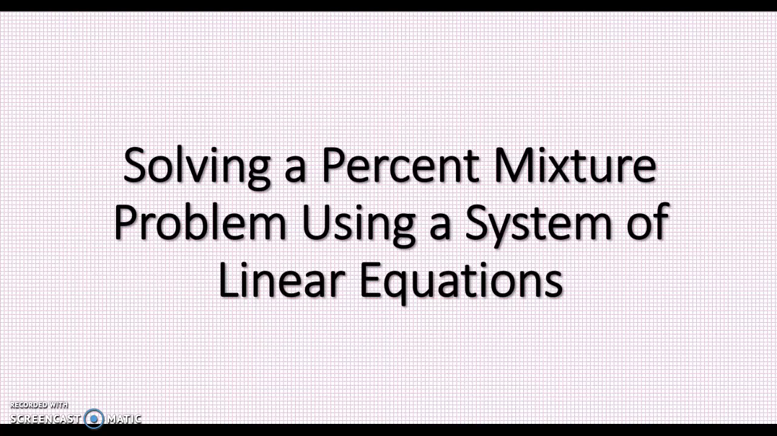In this video, we'll be talking about solving a percent mixture problem using a system of linear equations.